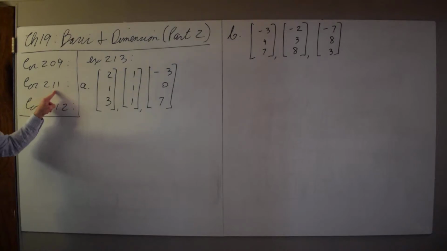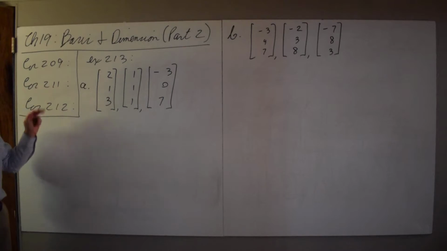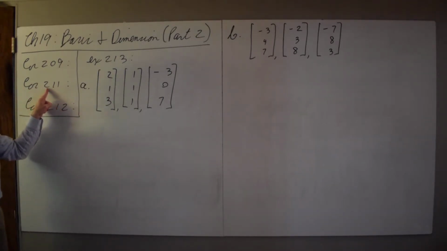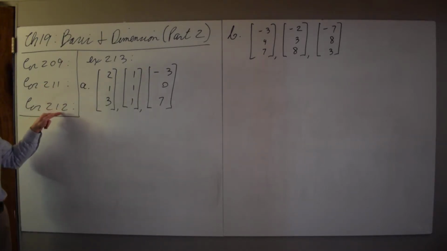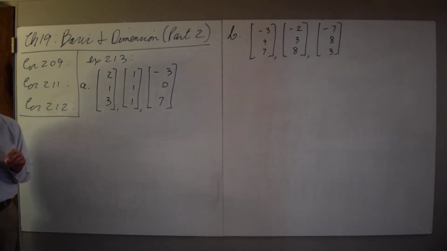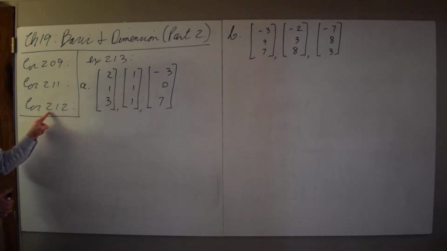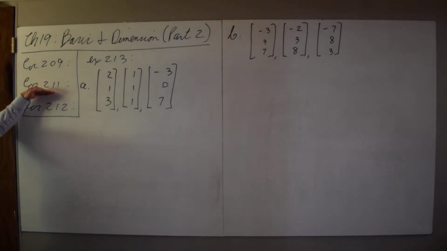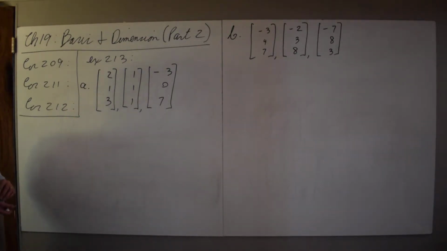Corollary 211 says that if you know the dimension of the vector space, then any linearly independent set with that same number of elements is a basis. And then corollary 212 says that if you know the dimension of the vector space, then any spanning set with that number of elements is a basis. We're going to use these two corollaries, in particular corollary 211, to do parts A and B of example 213 and also example 214.